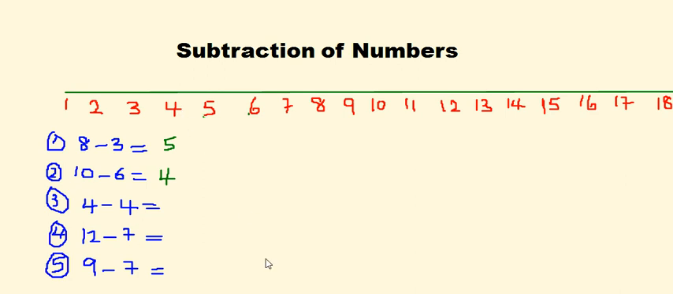Another one, 4 minus 4. This is 4. If you count 4 backward, 1, 2, 3, 4, and this is taken out, it remains 0. So 4 minus 4 is 0.